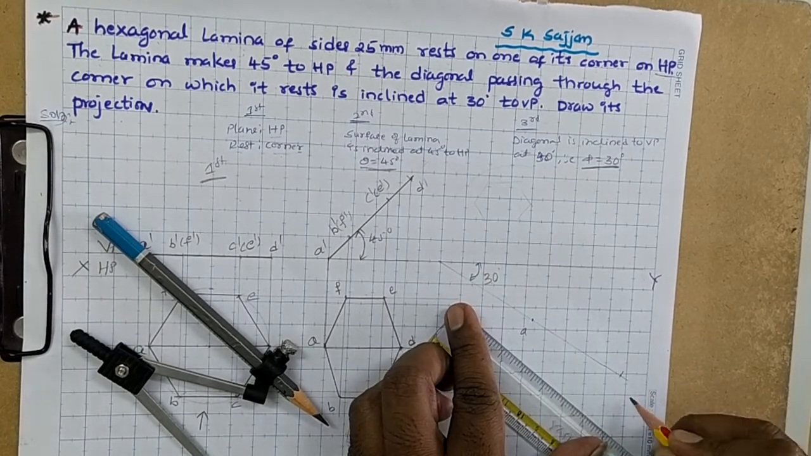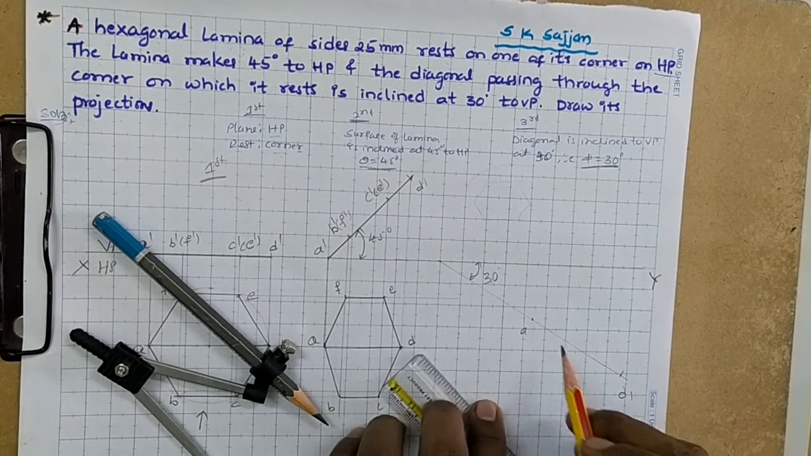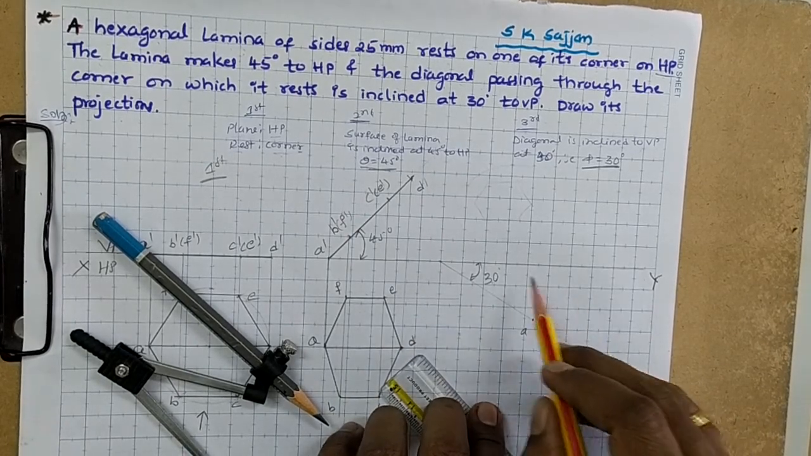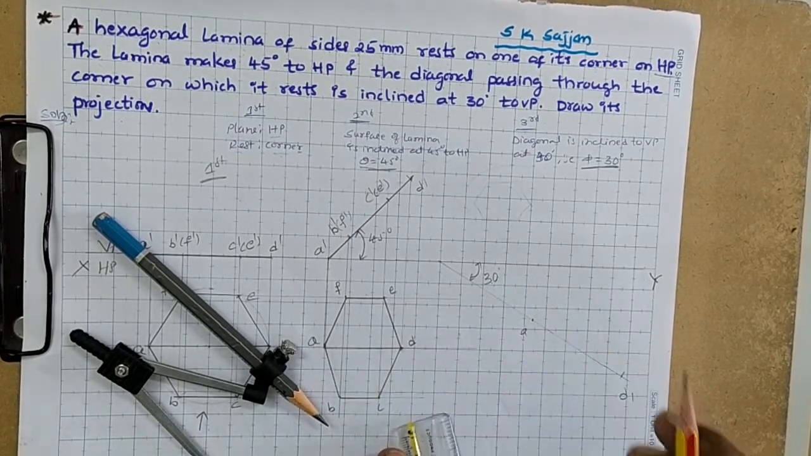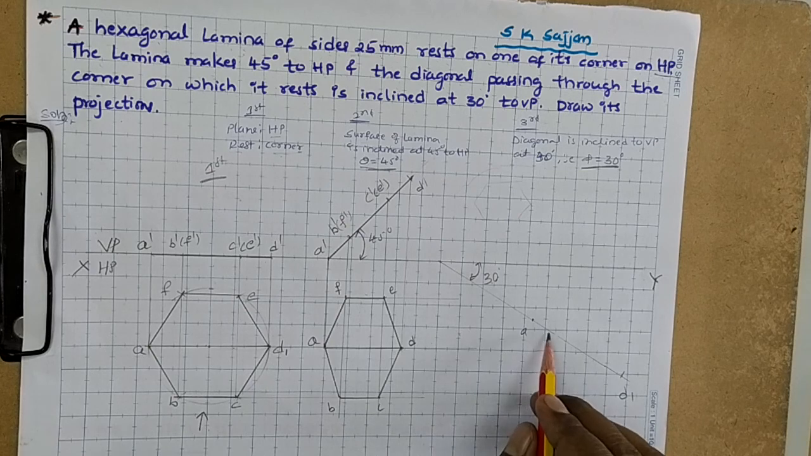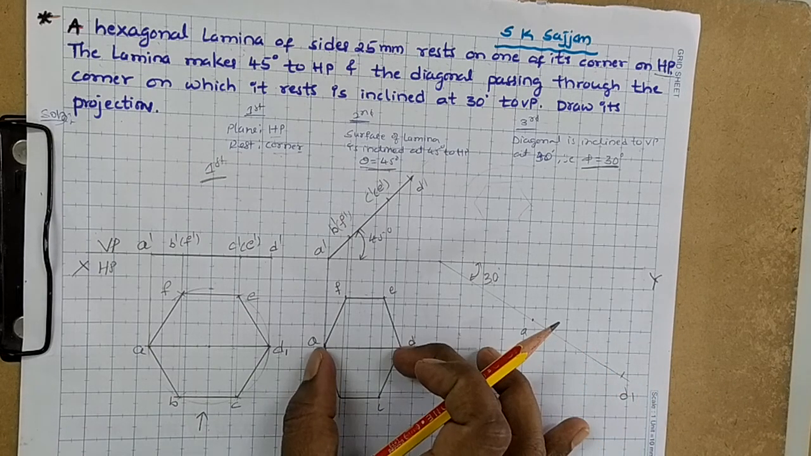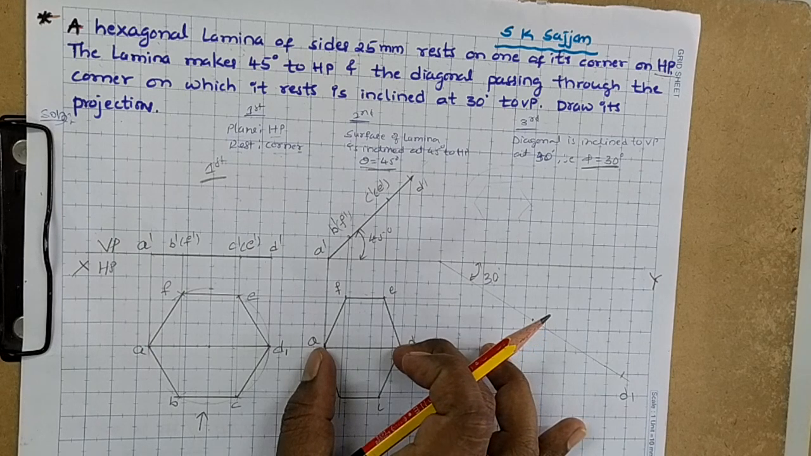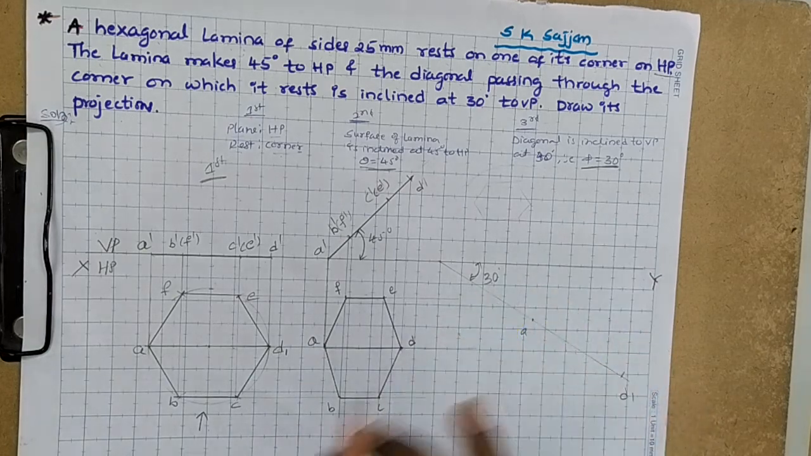This point is D1. The true length of the diagonal is inclined at the true inclination. Now it's very simple: with the help of the true length of the diagonal, we can draw the apparent length of the diagonal by the locus method.